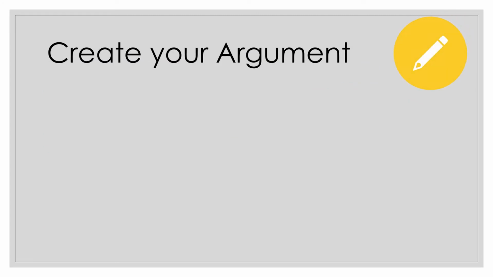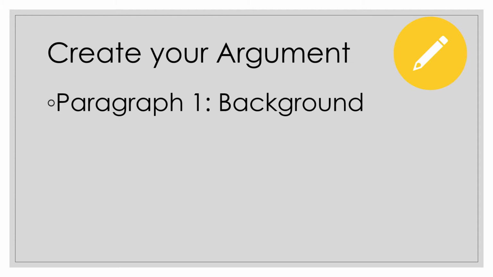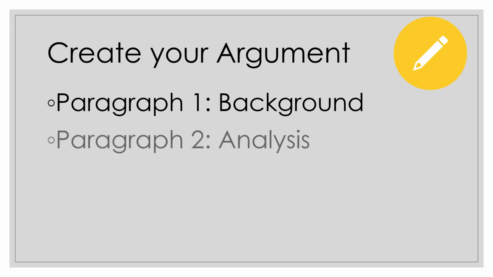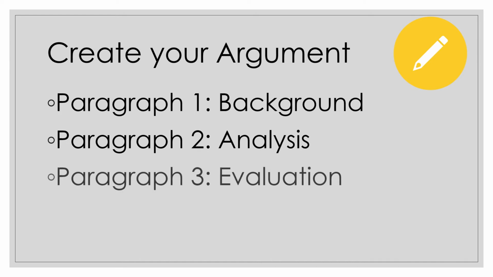Get into how you actually create your argument. A good argument essay has 4 paragraphs. Your first paragraph is your introduction, where you provide background information on your topic. Paragraph 2 is your analysis, where you really dig into both sides of the issue. Paragraph 3 is the evaluation. Here's where you evaluate the topic from your opinion, from your point of view, and state your opinion.